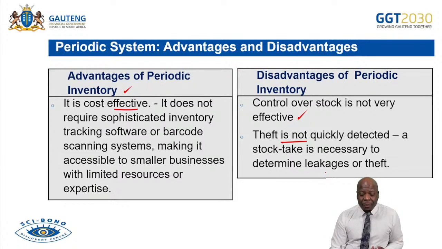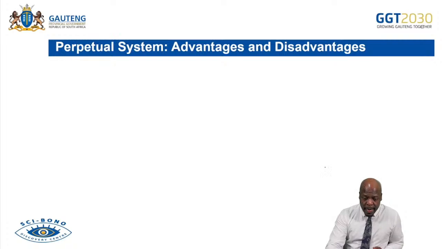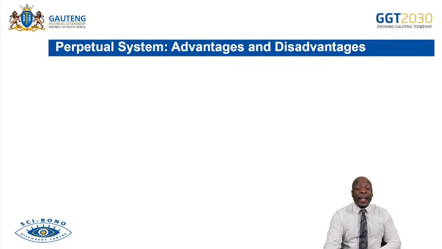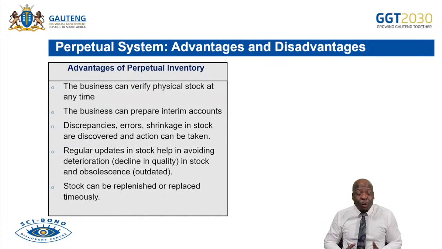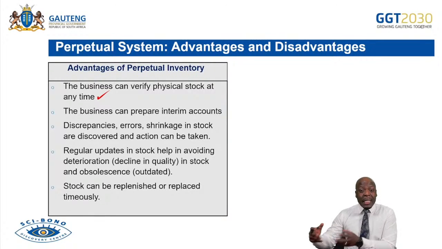That is one of the other disadvantages of the periodic inventory system. Let's come now to the perpetual inventory system. With the perpetual inventory system, I have quite a number of advantages. Let's go through them one at a time. The first one: the business can verify physical stock at any time. Because they have an ongoing record of their inventory, they can verify physical stock at any given time, because there is an ongoing account of stock.